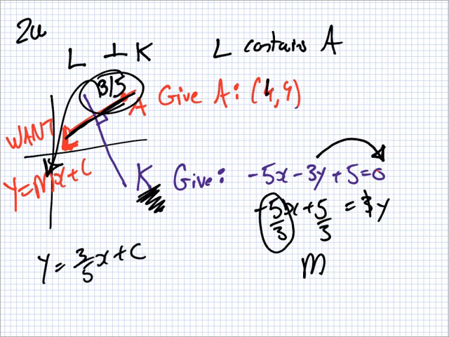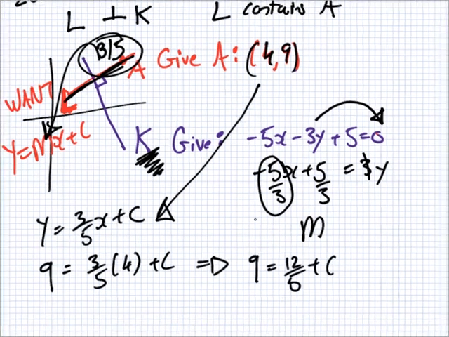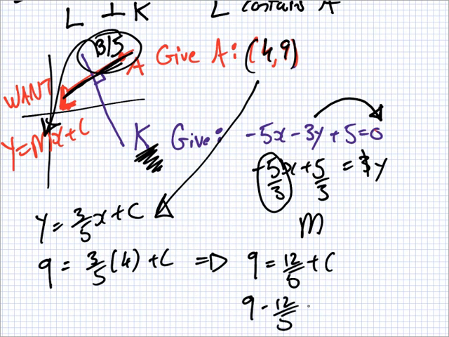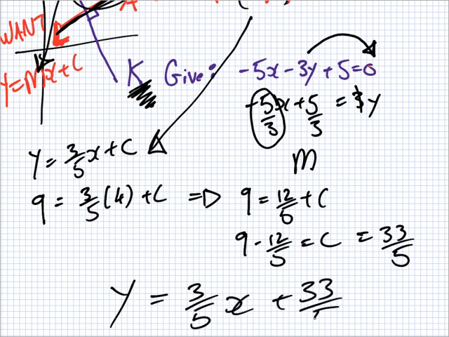Okay, and how do I get the c? I have to put my point in like normal. So I have 9 equals 3/5 times 4 plus c. 9 equals 12 over 5 plus c. 9 minus 12 over 5 equals c. Don't tell me 45, 30, 33 over 5? Yeah, okay. So c is 33 over 5. So y equals mx plus c. That's it there. A little tricky for sure.